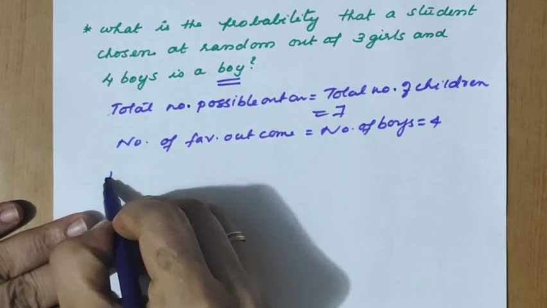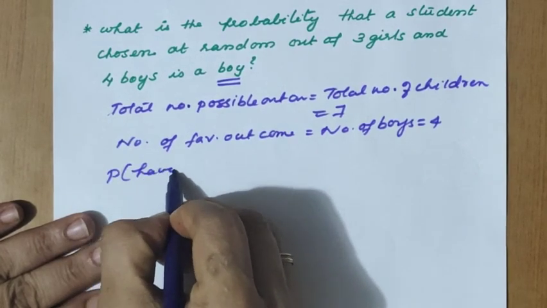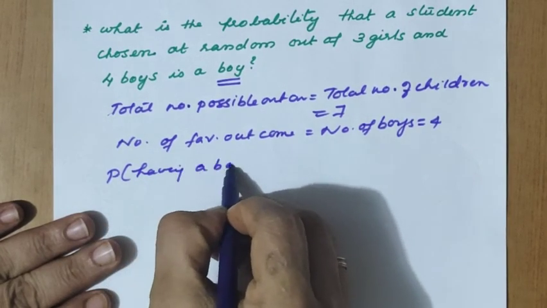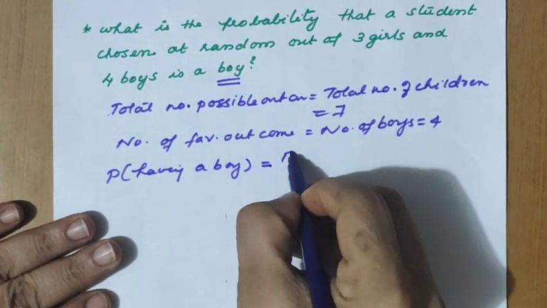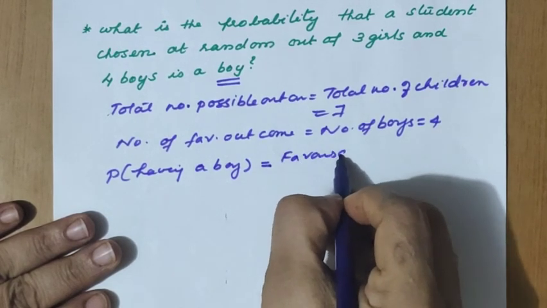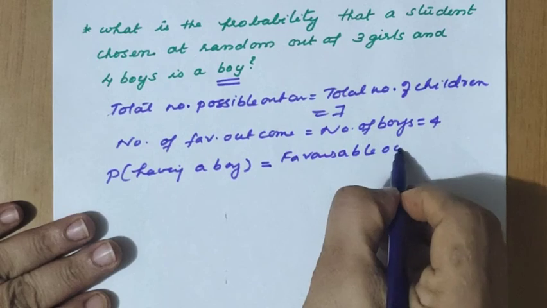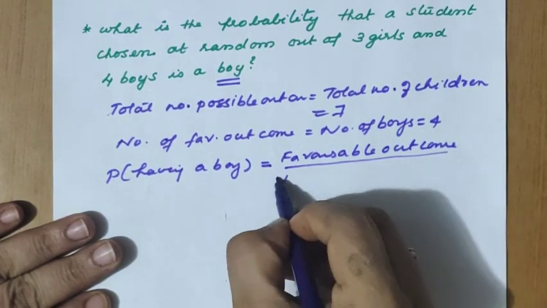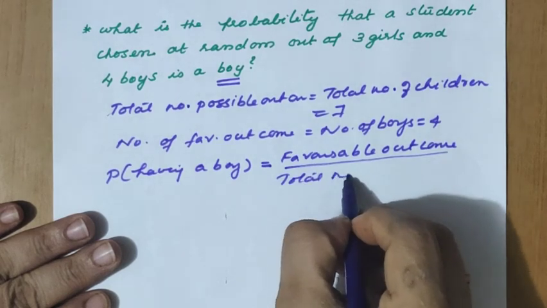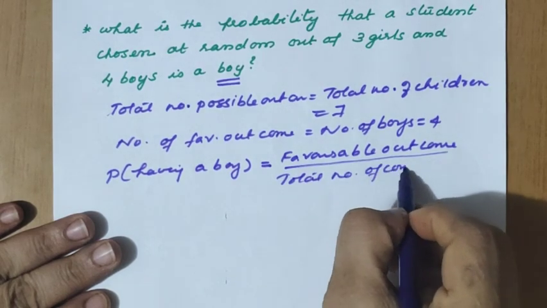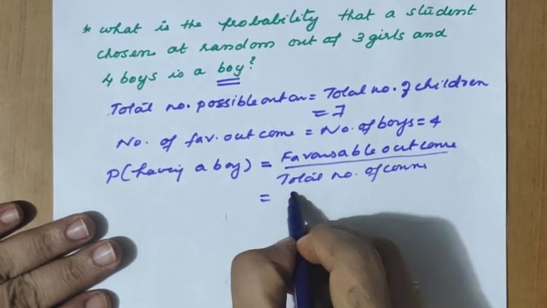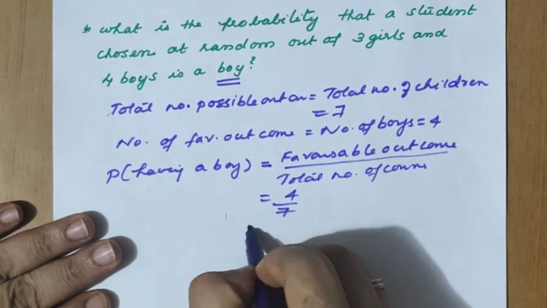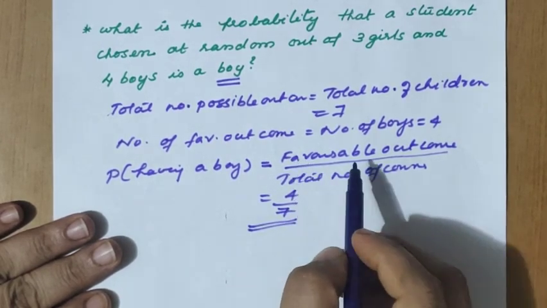So now the probability of having a boy is equal to favorable outcomes divided by total number of outcomes. It is equal to 4 by 7. So this is the probability.